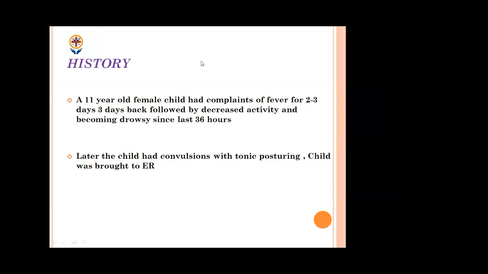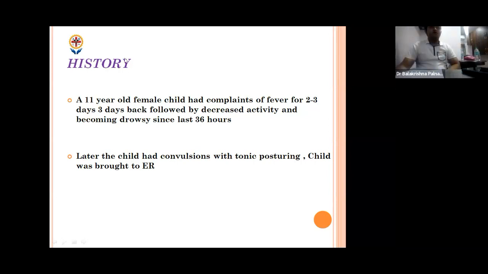Okay. Thank you, Priya. So we'll start again. So it's an 11-year-old female child with complaints of fever for 2 to 3 days, 3 days back, followed by decreased activity, and the child is becoming drowsy since the last 36 hours. So later, the child had convulsions with tonic posturing. So the child was brought to the ER.